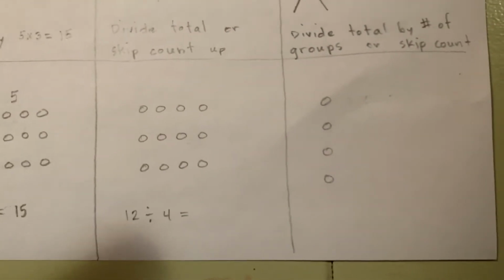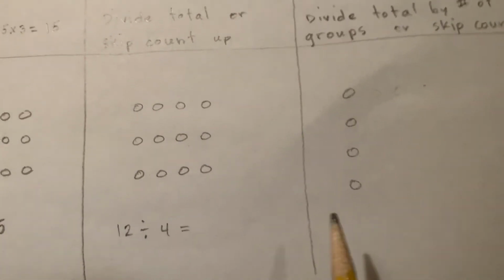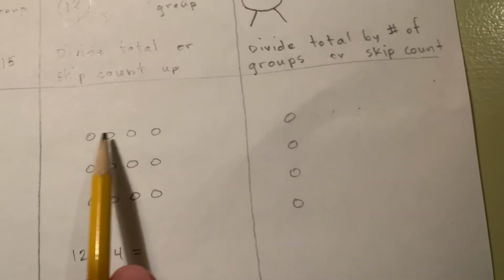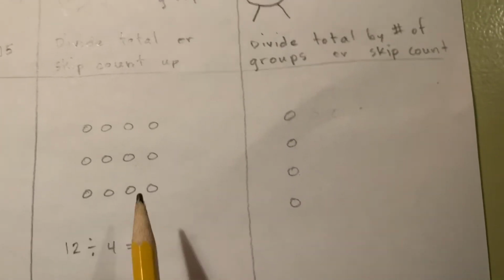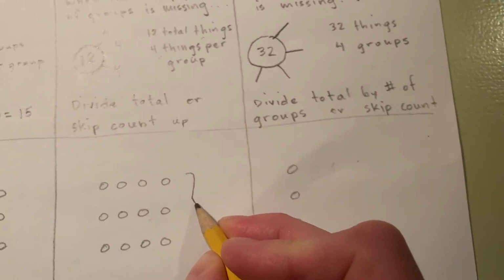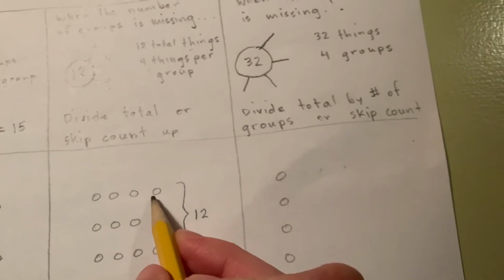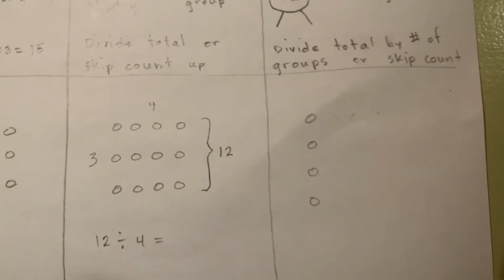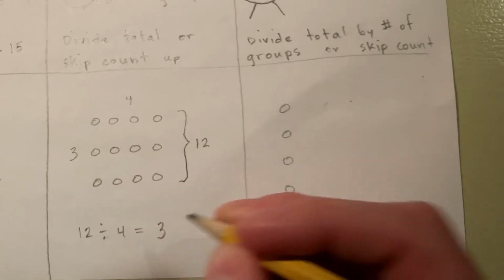In the array model here, I've got 12 divided by 4, so I have 12 total things, and I've got 4 things in each group. So I do a group of 4, a group of 4, and a group of 4 to model that 12 divided by 4. So if the total number here is 12, and each row is 4, I can do 4 by 3. 12 divided by 4 equals 3.